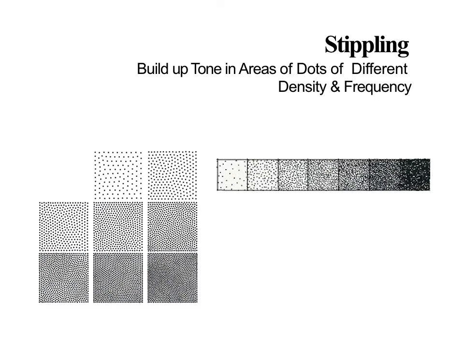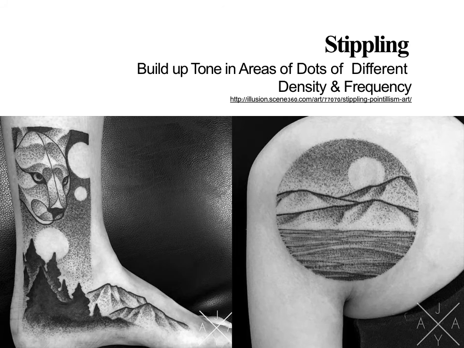Stippling is where you build up tone and dots. So it has the same thing to do, density and frequency. So how big the dots are versus how many dots you can fit within that one small area. And as mentioned before, this can be a very time-consuming technique. But it has beautiful results.